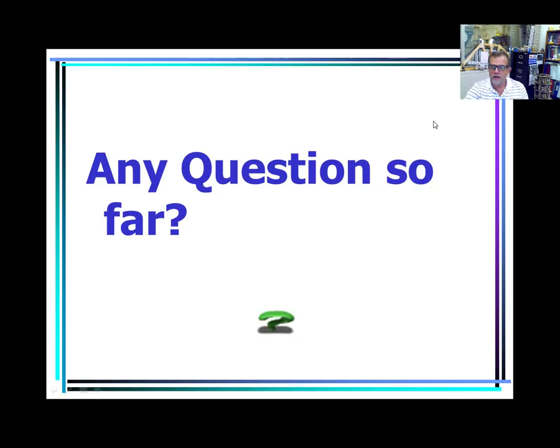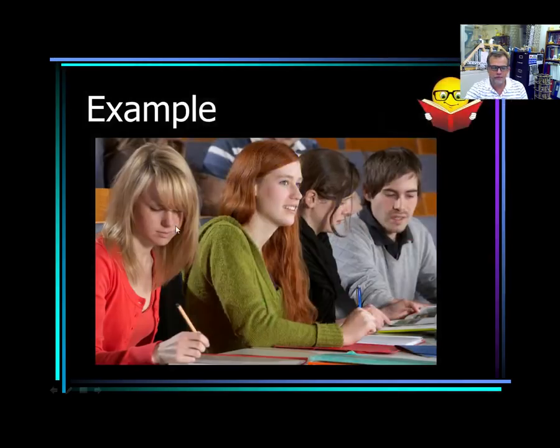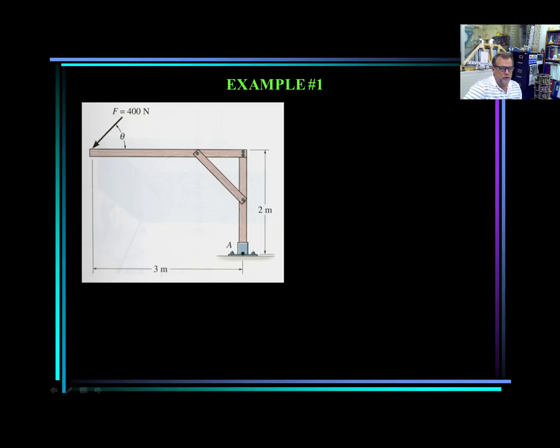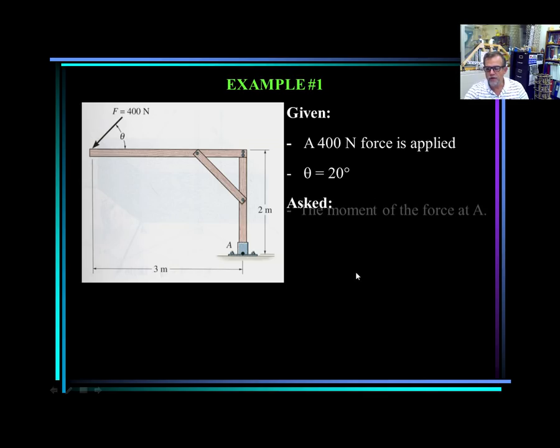So let's do an example. And the example that I want you to do is this, and it's a very simple example because it's the first one, and it says you have a 400 Newton force applied there at 20 degrees in this, it looks like a gallows thing, in that structure. And we have to calculate the moment of the force with respect to the point A.